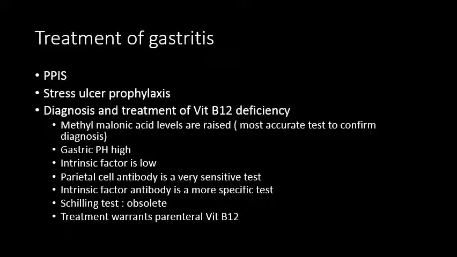The treatment is with parenteral vitamin B12. You have to inject vitamin B12 into the body. You can't just give it orally at this stage. Other than that, you have to give proton pump inhibitors and do stress ulcer prophylaxis. Whenever somebody comes to you with a head injury or with burns or is in prolonged mechanical ventilation, you need to start them on proton pump inhibitors. You can even give them PPIs IV so that they don't develop gastritis also.